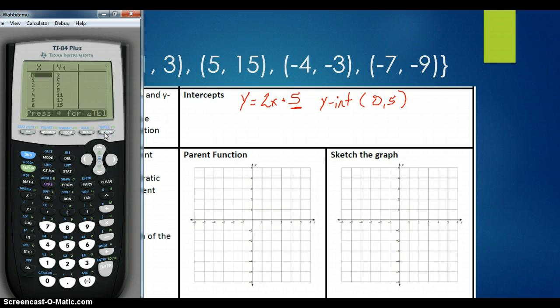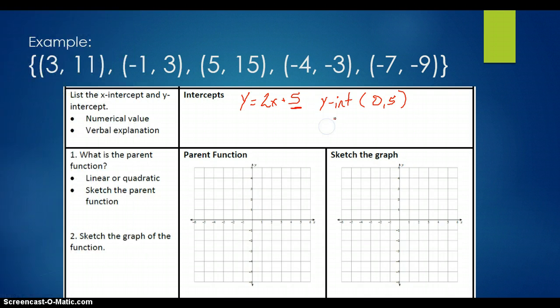Let's look at our table of points. And there's 0, 3, because I put 2x plus 3. Let's try that again. There's 0, 5 like we expect. There should be a 0 right between 1 and -1, because to find our x-intercept, you want a number in the x and a 0 in the y.